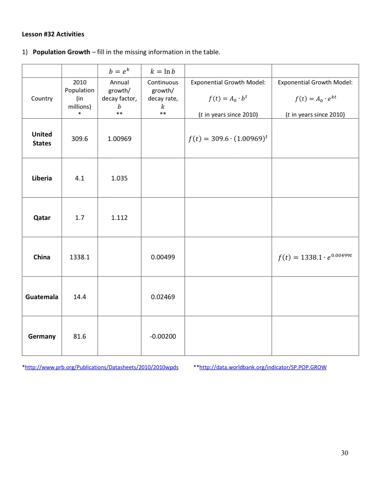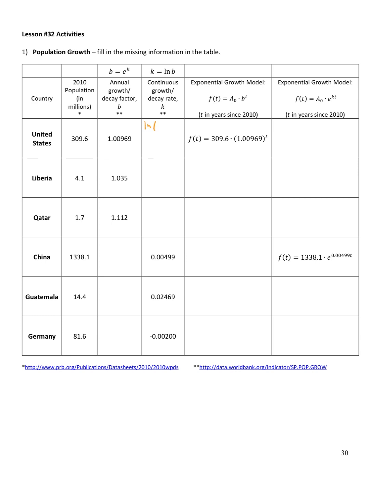Okay, so let's look. We have the United States as our first country to investigate. The 2010 population was 309.6 million, and my annual growth factor here is given, 1.00969. So if we know the growth factor, we can calculate the continuous growth or decay rate by taking the ln of the growth factor. Okay, so this is my B column. My K column is always just ln of B. So I'm going to take the ln of 1.00969.